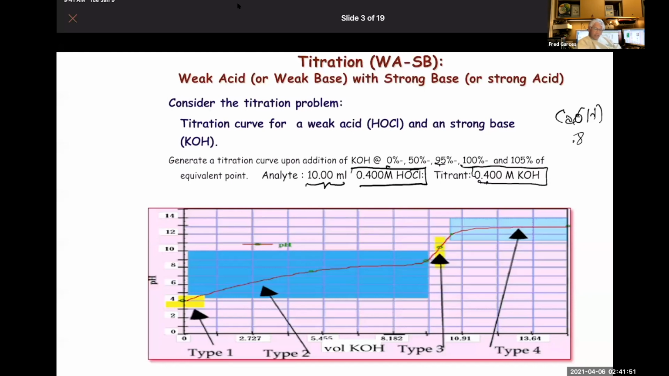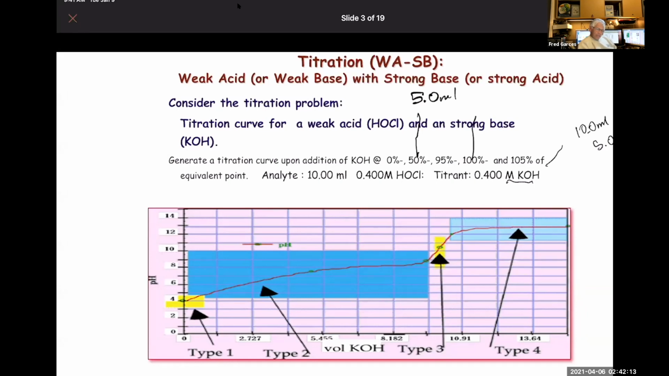Anyway, in this particular case, it is monobasic, which means that at 10 mL, that's when I hit my equivalence volume. At 5 mL, that's the halfway point. So 50% is 5 mL, 100% is 10 mL, 95% is 9.5 mL, and 105% is 10.5 mL. You just take the percentage and multiply it by 10, because 10 would be 100%. So 95% times 10 would be 9.5. It's just math.